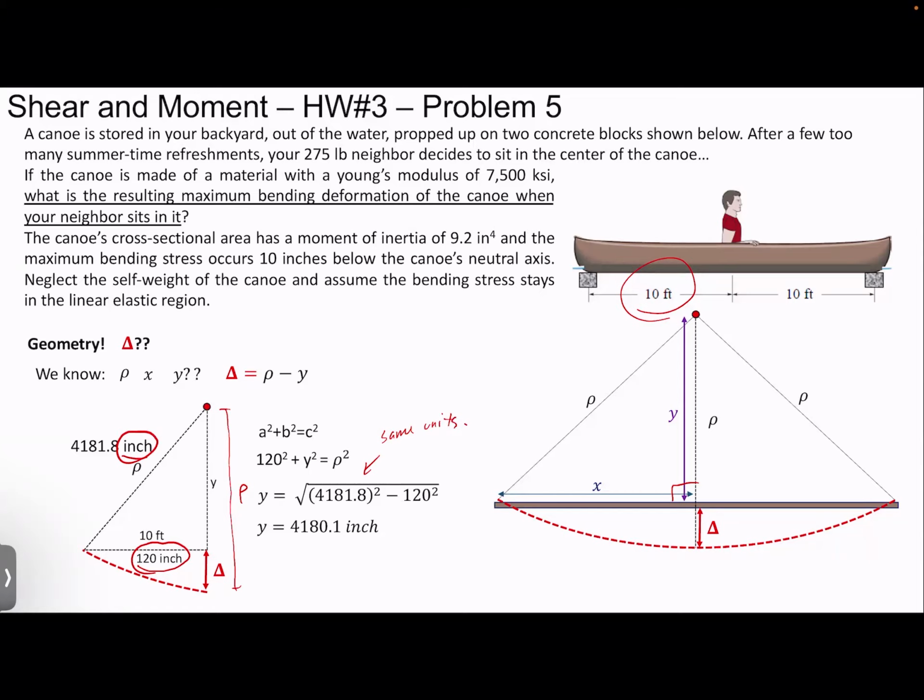So fun geometry, we're in a 3000 level engineering class and we're just using the Pythagorean theorem, right? But this is how we can solve for the deformation in the center by subtracting y from the radius of curvature. And it should make physical sense, right? We have these big radius of curvatures, but the resulting deformation is very small, 1.72 inches. And that's our answer. So I went through this one really quick.